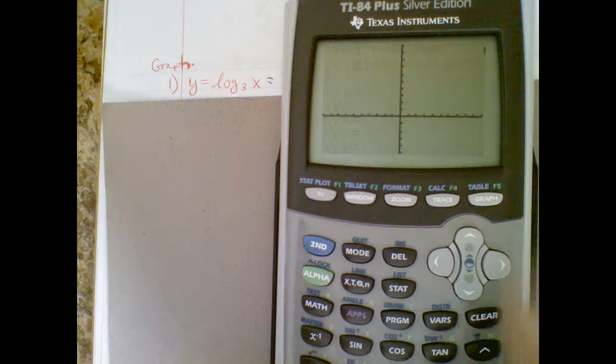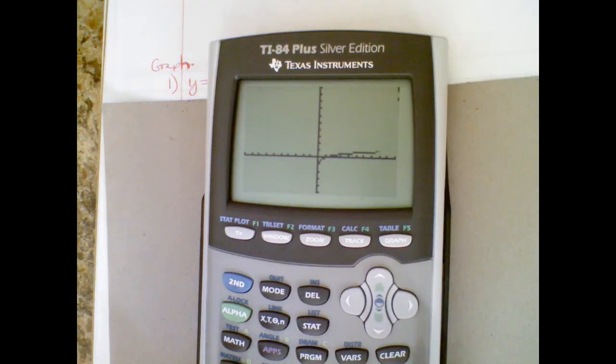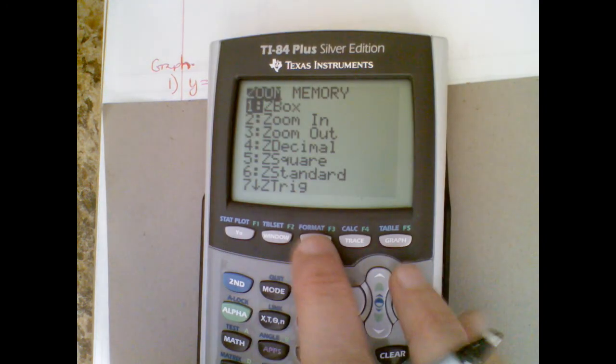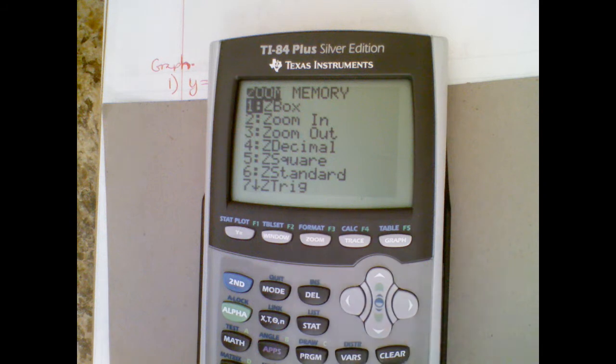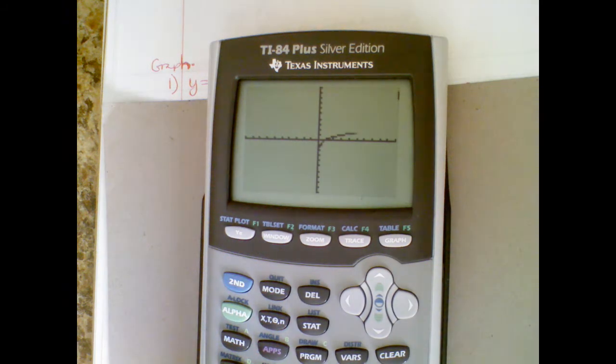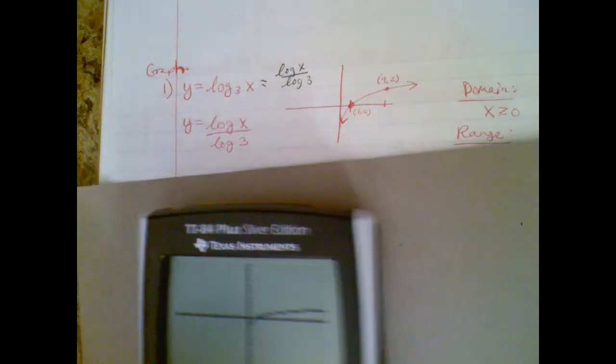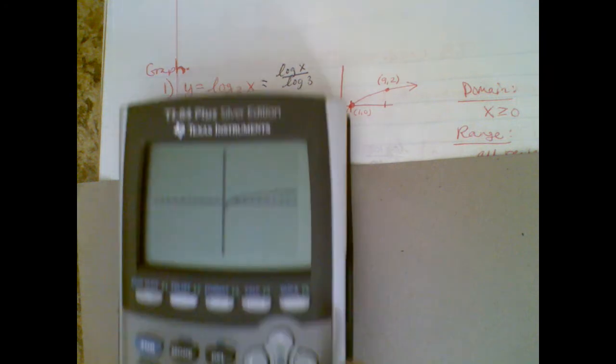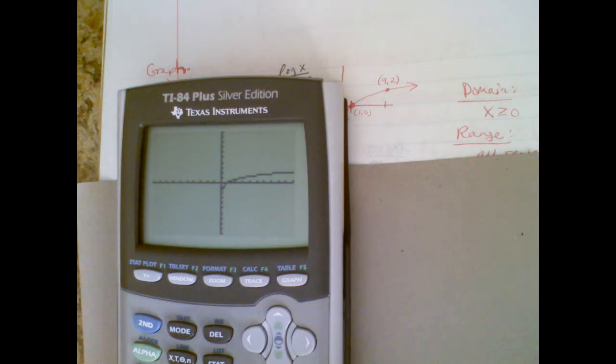We're going to click graph. And I'm going to change my window to zoom and then standard, just so it's from -10 to 10 on the x and y axis. And notice this is the graph I get. So when it says graph it, we're just going to sketch that graph. Okay, so it looks like this. And then it's going to ask us some questions.